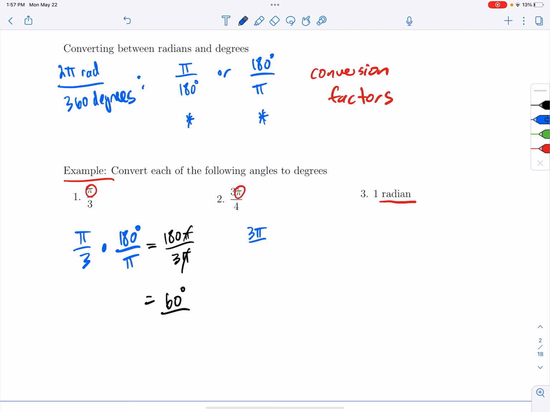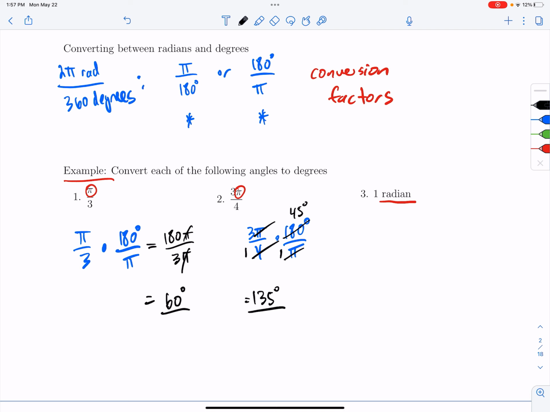3 pi over 4, I'm going to do the same thing, times 180 degrees over pi. I'm going to go a little bit quicker this time. I can cross-cancel the pi's, and then 180 and 4 can both be divided by 4, so I end up with a 1 down here and a 45 degrees here. So what I'm left with is 3 over 1 times 45 degrees over 1. So 3 times 45 is 135 degrees, and that's what we end up with.